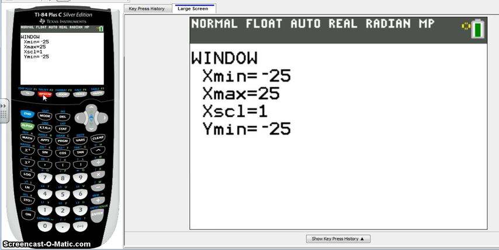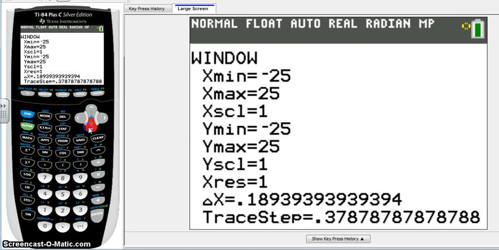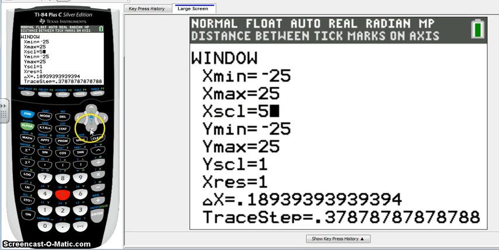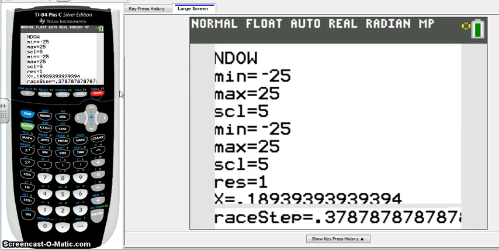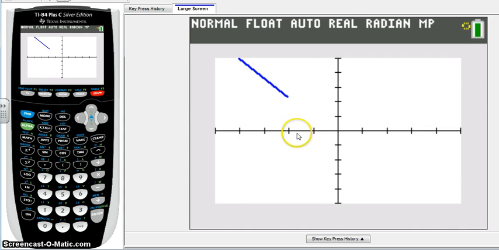In our window, we can also change the value that each of these increase. So let's say I wanted to change my x scale to 5 and my y scale to 5. You're going to see that now when I go back to my graph, my tick marks are a lot further apart.